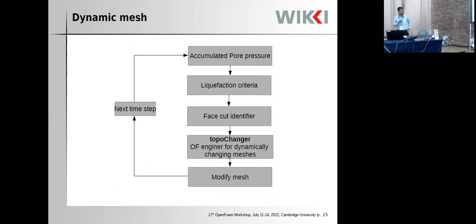If there is a difference, for example, one cell is liquefied and the other is not, then it creates a phase between them. After that, it goes to the topo changer, which dynamically changes the mesh. So I can have a new boundary condition between the liquefied and the non-liquefied regions. And this loop goes on, and after one iteration it again goes to check the accumulation of pore pressure, and then the loop continues.